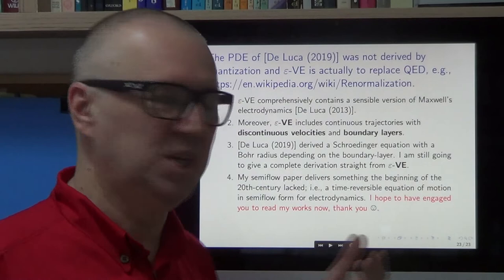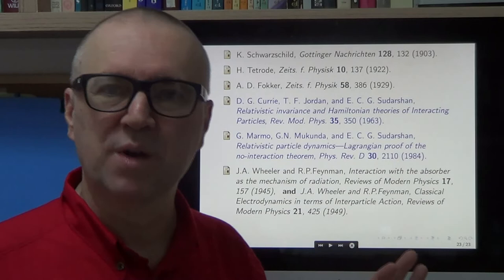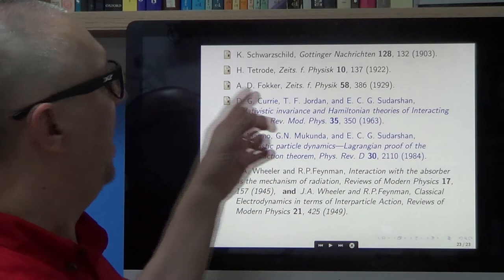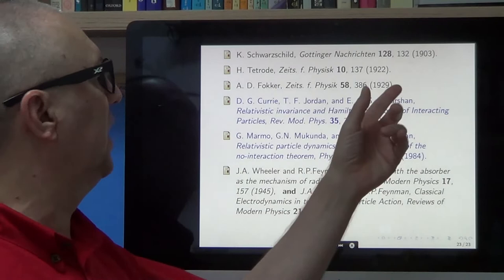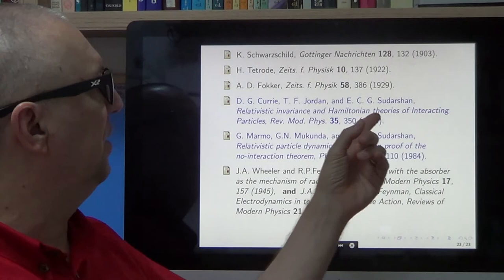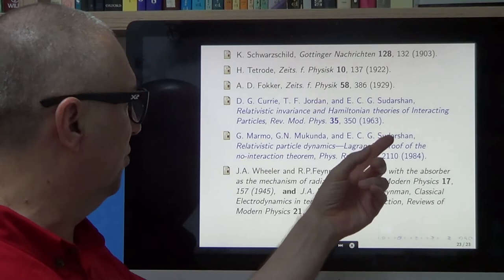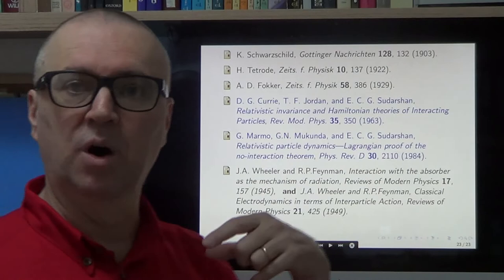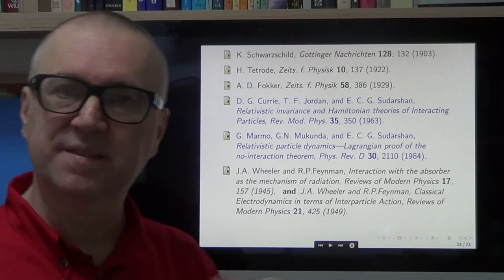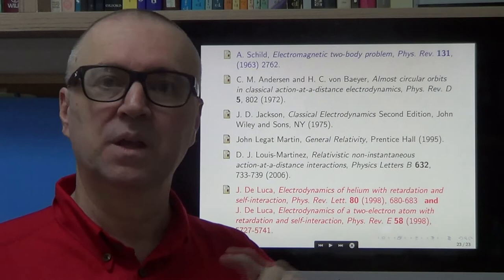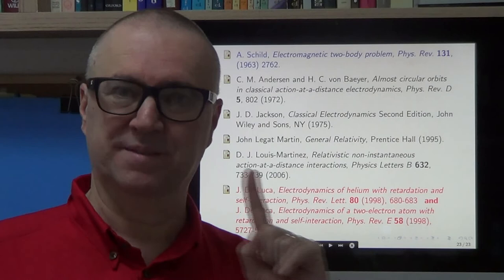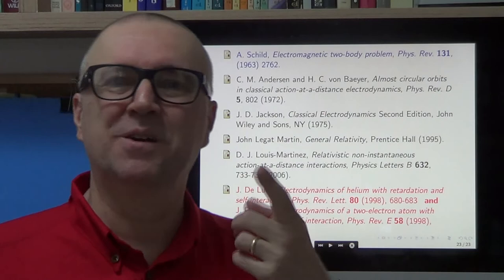Now, let me just overview the references pretty quick. Schwarzschild, Hugo Tetrode, and Fokker are the people that discovered the variational principle in the early 20th century. Currie, Jordan, and Sudarshan proved the relativistic invariant and Hamiltonian theories of interacting particles. Then Sudarshan, again with Marmot, proved the Lagrangian version of the no-interaction theorem. It's important to know this. And then Wheeler and Feynman started variational electrodynamics using the action of these guys. Alfred Schild was actually trying to make a model for the neutron using action at a distance electrodynamics and failed. And this is one of the most important scientists of the 20th century, the only one that corrected Albert Einstein in 1963.